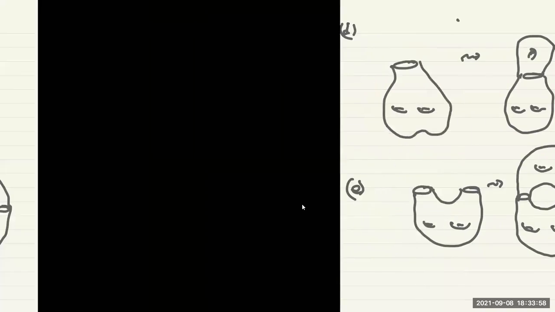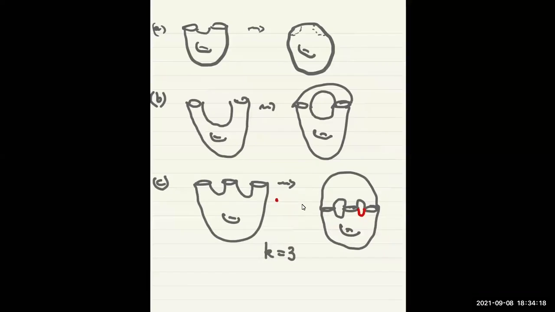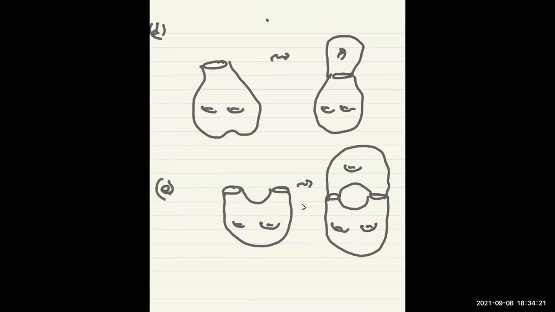The final example is where you're capping with a torus with n boundary components. It's an n-punctured torus. In this case, the map is surjective and is Poisson. Here we have genus 2 and 2 boundary components, and after gluing a torus with 2 boundary components to the 2 boundary components, we now have no boundary components and genus 4.